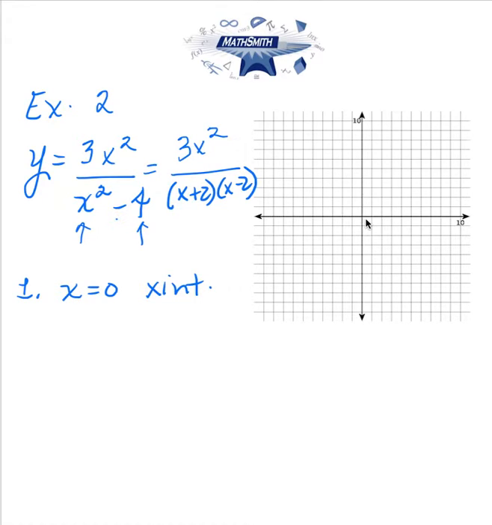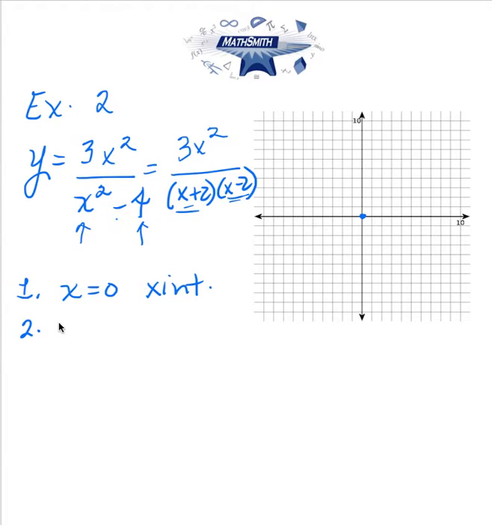Okay, so at x equals 0, I have an x-intercept. Okay, so I think I'm going to have that. Now the other thing is number 2 says, let's check out the vertical asymptotes. Well, they said the vertical asymptotes are anything that would cause the denominator to equal 0. Well, I'm going to have to set each of these factors equal to 0 and figure out what that is.